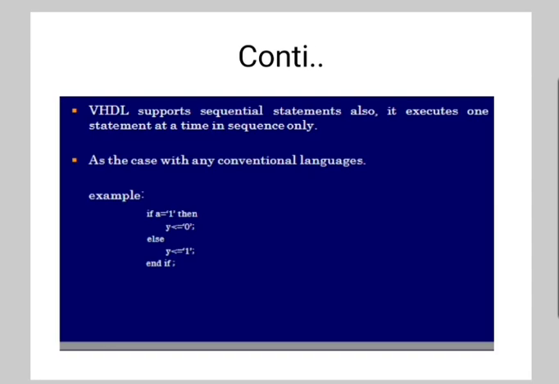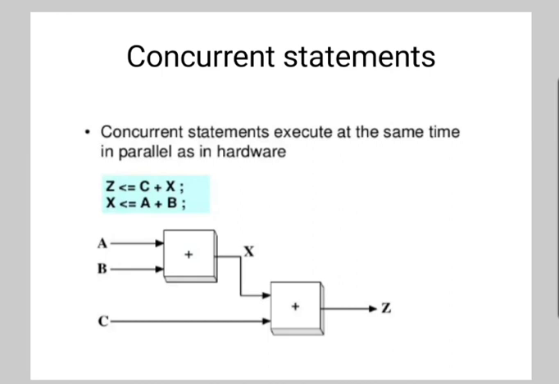VHDL supports sequential statements, which execute one statement at a time sequentially, as is the case with any conventional language. Here is an example for this overview. Then the next is the concurrent statement. The concurrent statements execute at the same time, in parallel, as in hardware.